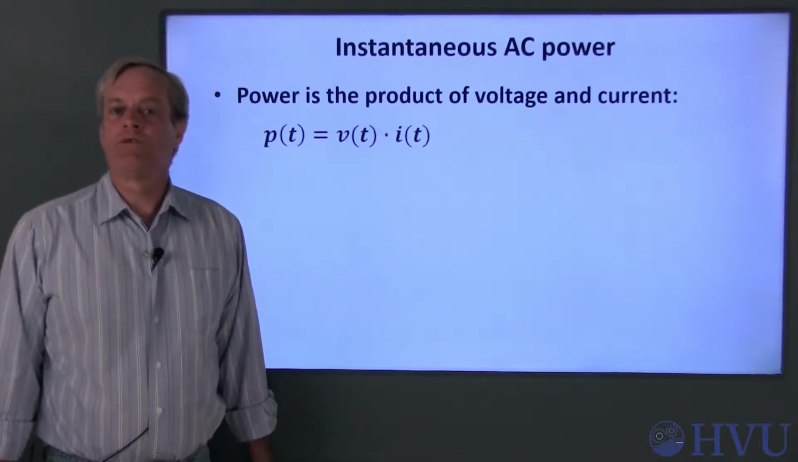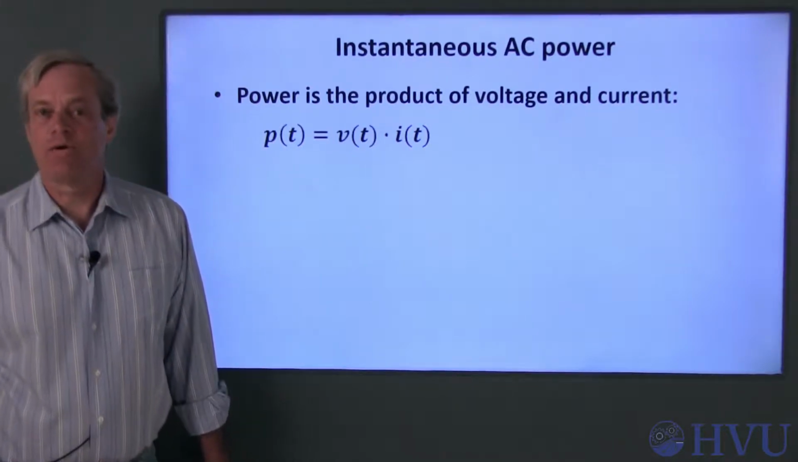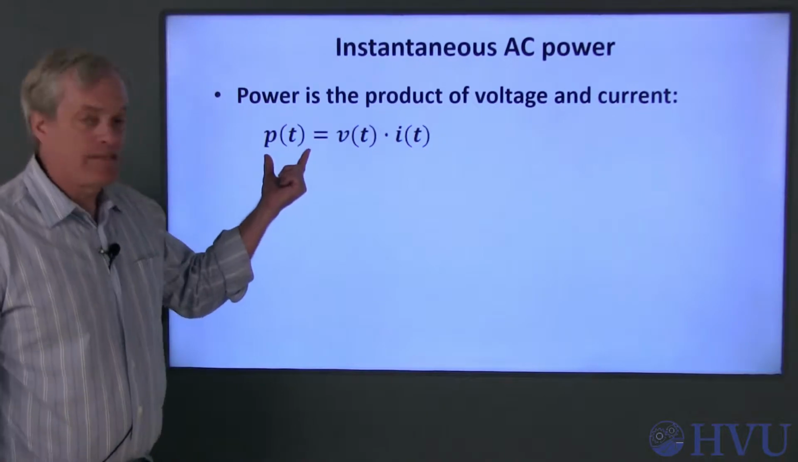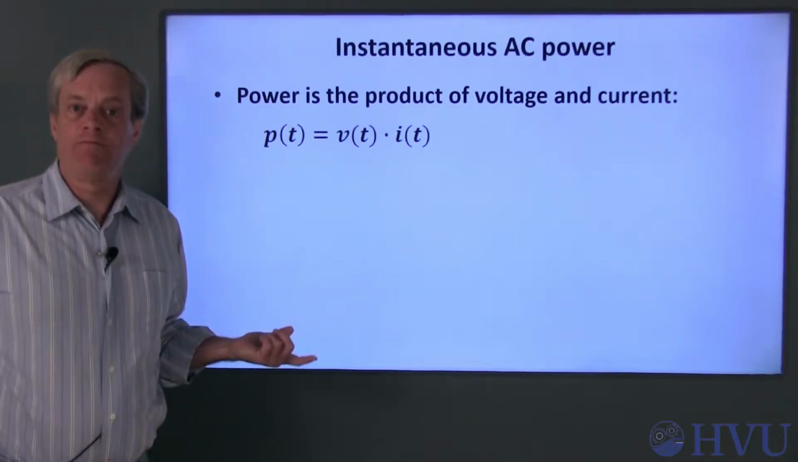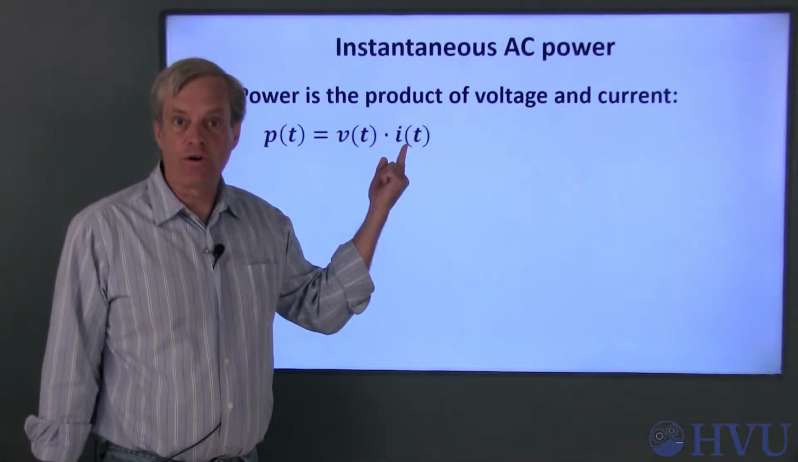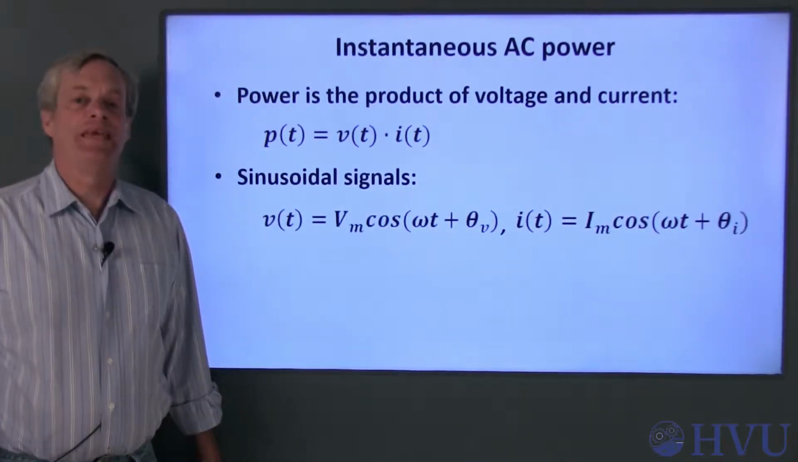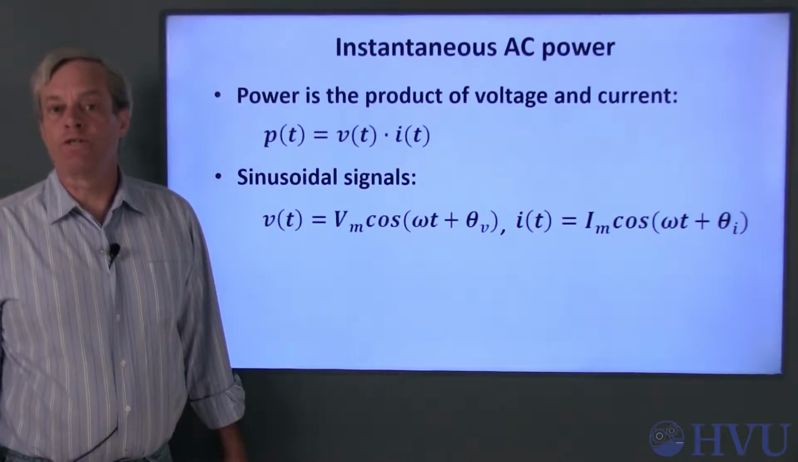The first thing I'll cover is what is called instantaneous power. That's simply the power as a function of time. It's denoted as a lowercase p of t, and it's defined as the product of voltage and current at the corresponding time. AC power results from AC signals, which are sinusoidal functions of time.